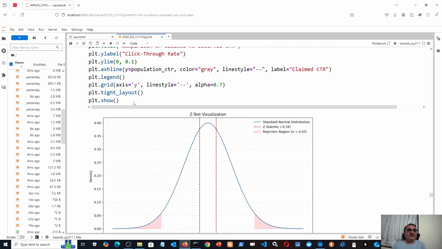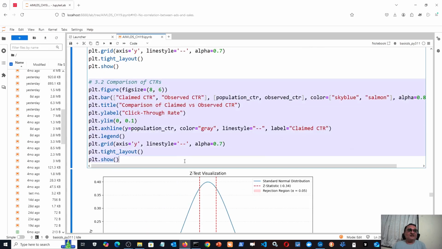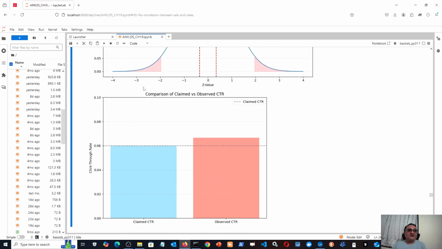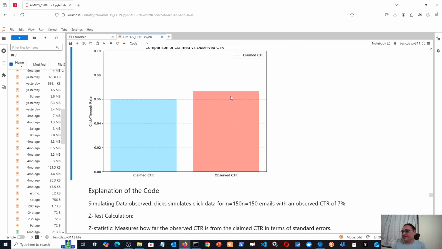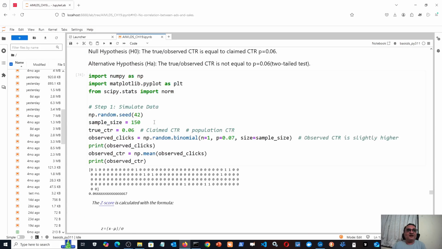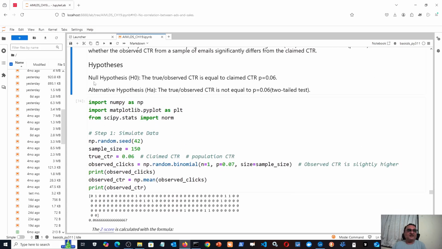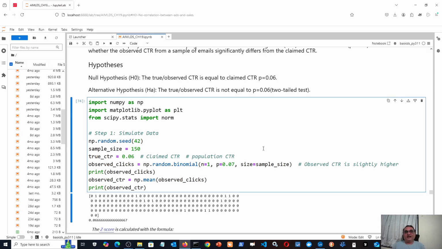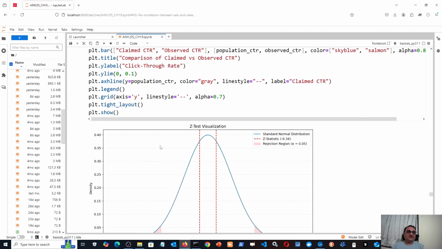Okay. Rest of the things are very easy. Comparison of this other plot is just a bar chart of comparison of click-through rate. So this was my claimed click-through rate, and this was my observed click-through rate. And I can see clearly that there is hardly any difference. The marketing company claimed that 6 out of every 100 emails will be clicked upon, and I found that 6.6 on an average are clicked upon. So it is okay, fine. That much difference is not statistically significant enough to reject my null hypothesis. So I have to accept my null hypothesis, and therefore true and observed click-through rates are equal. Okay, that is the meaning of that null hypothesis.